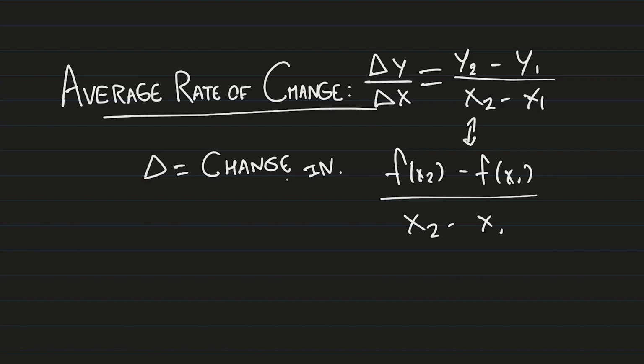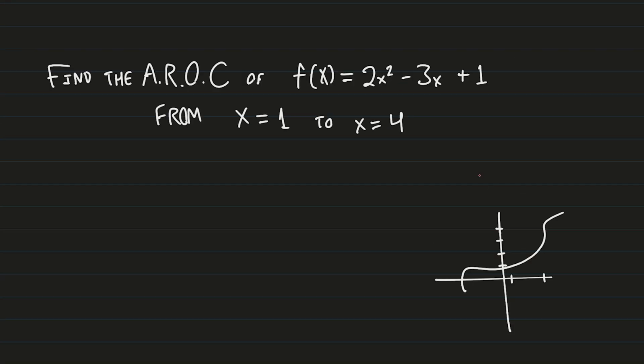Don't get too scared away by the notation and the new name for it. It's literally just slope, the same one you used back in Algebra 1. For our first example, we're asked to find the average rate of change, that's what AROC means, of f of x equals 2x squared minus 3x plus 1, from x equals 1 to x equals 4.